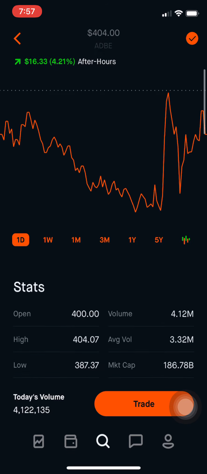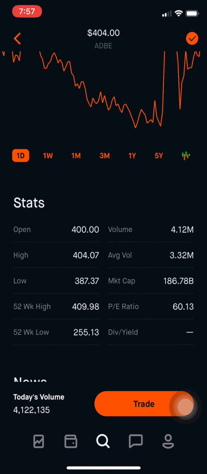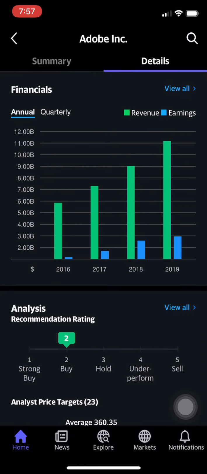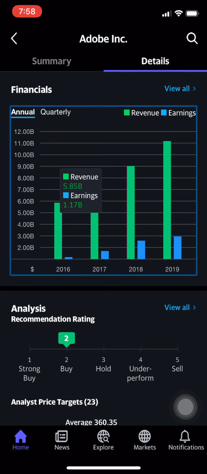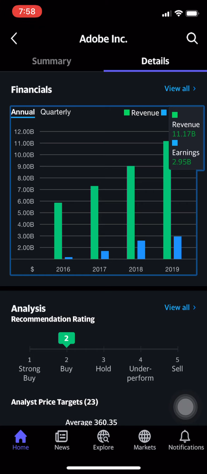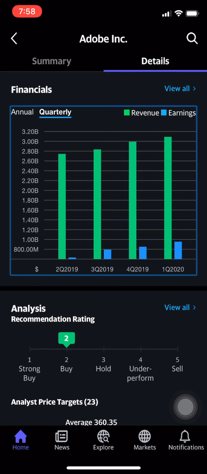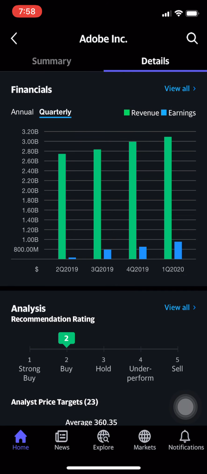So taking a look at Adobe, current market cap is $186 billion. P/E ratio is 60.13, and dividend yield is 0, which means they're reinvesting all profits back into growth. Now, taking a look at the key stats of Adobe, you can see that their financials are steadily growing year over year ever since 2016. So you see both the revenue and earnings increasing steadily year over year, which is great to see. Also looking at this past couple quarters, you can see that it's trending upwards as well. So both the revenue and earnings are steadily increasing.